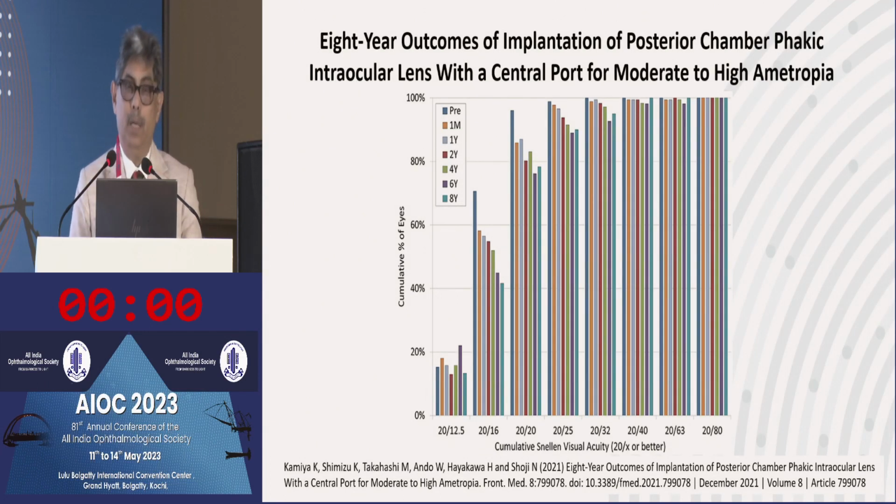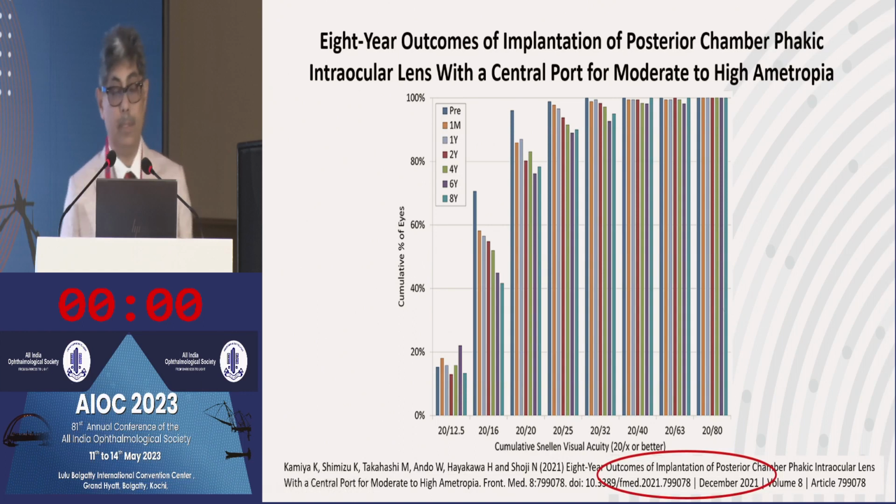Now coming to the confidence which we all want to repose in all of you: this is a recent study, which came out in December 2021, the 8 year outcome of implantation of a posterior chamber phakic intraocular lens with a central port design for moderate to high ametropia. And you see the resultant power is very good, and in 8 years' time the refraction and the results are predictable, and they remain the same, and there is no development of cataract.